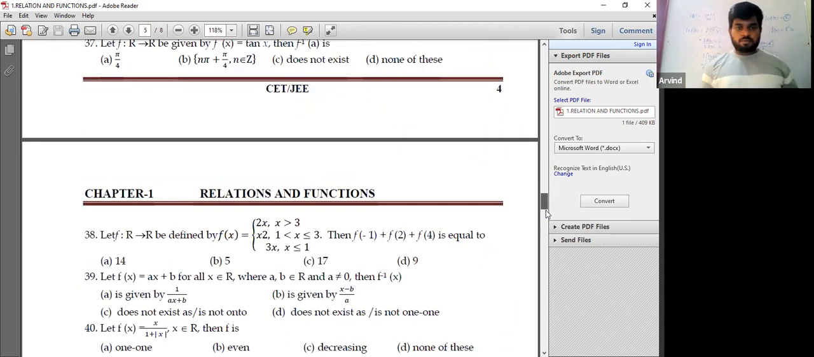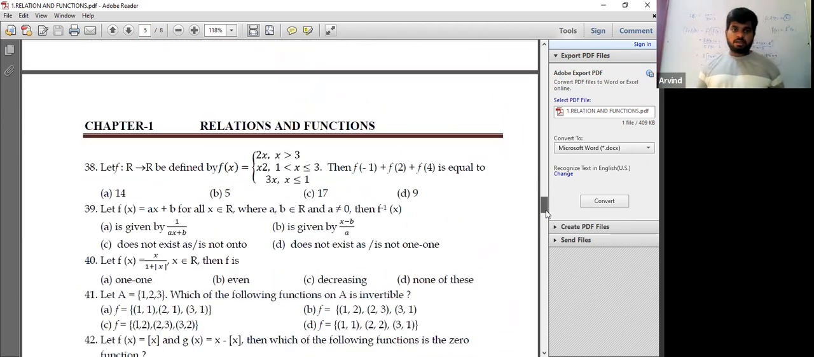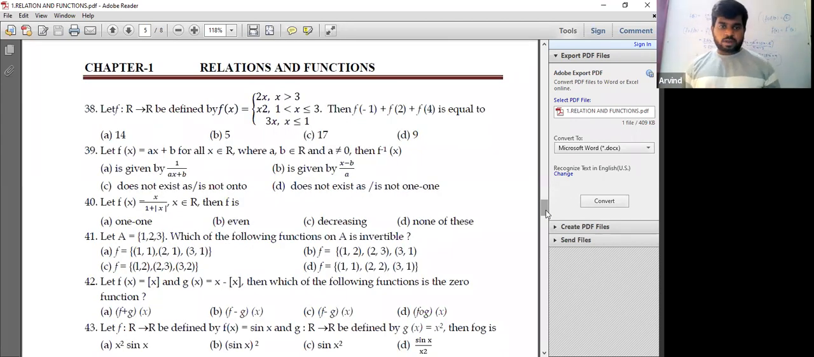f is a function from R to R defined by f of x is 2x if x is greater than 3, f of x is x square when x is lying between 1 and 3, and 3x when x is less than or equal to 1. Then find the value of f of minus 1. This is a very, very simple question. You can do it. I'll give you 30 seconds. Do it on your own. If you're not understanding, you can tell me, I'll do it on the board.